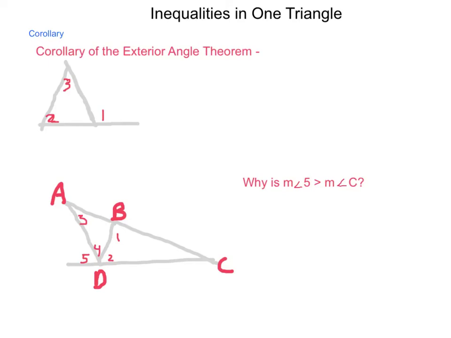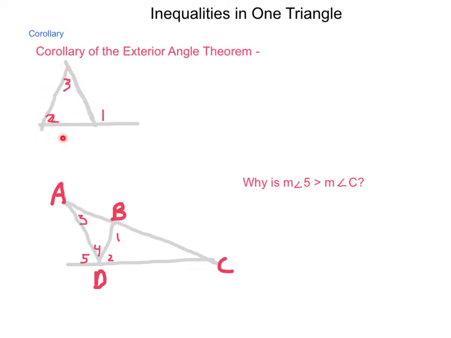In this next lesson, we are going to look at the inequality relationships that exist inside of one triangle. We're going to begin here with the corollary of the exterior angle theorem. Now, if you remember the exterior angle theorem, it stated that in this diagram here, the measure of angle 1 is equal to the sum of the measures of the two remote angles.